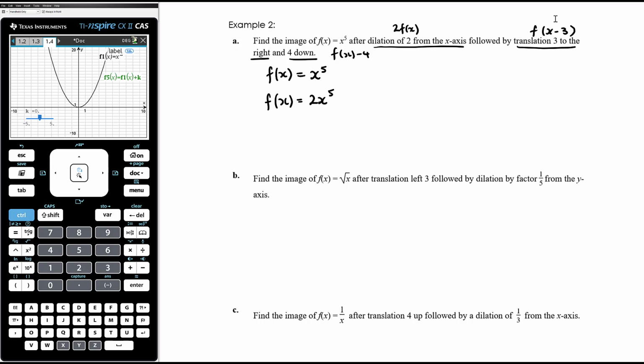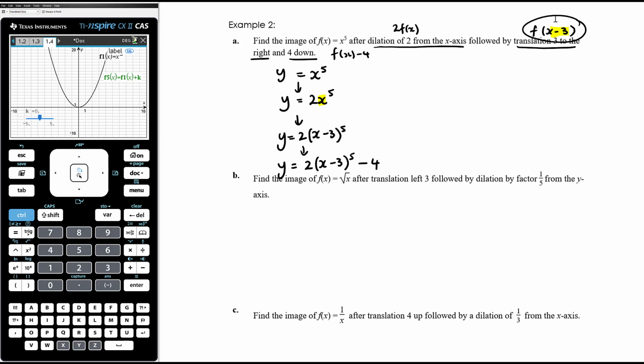Okay, so now we're taking the x in our existing function and replacing it with x minus 3. Our function becomes, actually, they're not all the same thing, so they can't all equal f of x. We're going to start with that. It becomes that, and it then becomes 2 times x minus 3 all to the power of 5. And finally, we subtract 4 from the whole thing to translate down by 4. So 2 times x minus 3 to the power of 5, take away 4. And there's our final function.